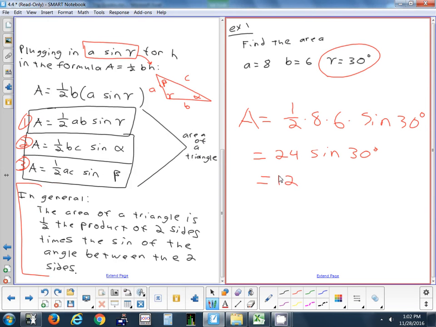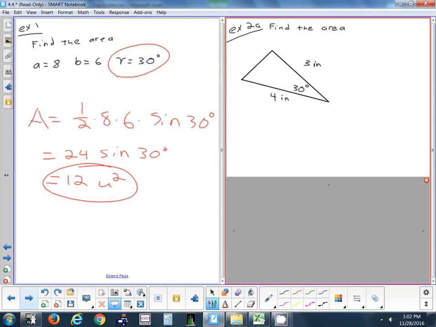Now, what does that 12 represent? It's the what of the triangle? Area. It's the area. So what kind of units do you use with area? So just put 12 square units. If you have a problem where they tell you the units, you could put square inches or square feet, whatever it happens to be. But if they don't tell you the units, just put exactly what I did there. Any question on example 1?